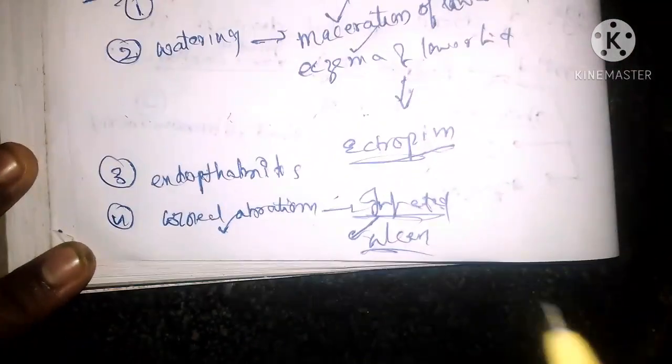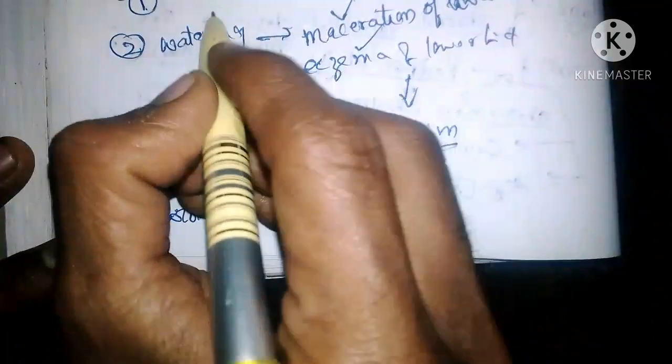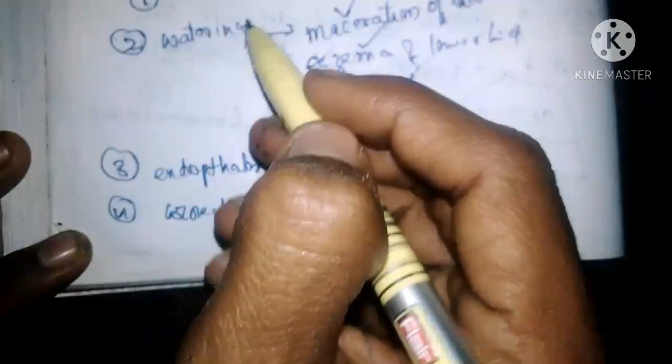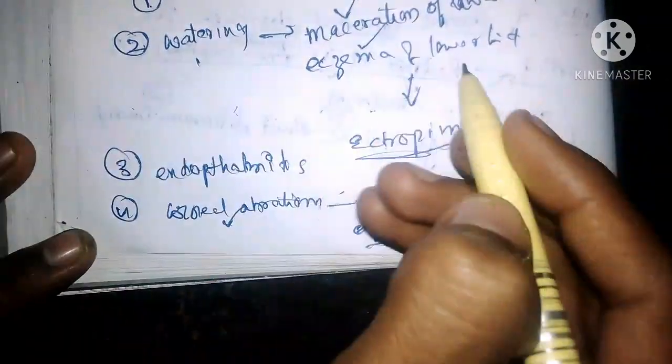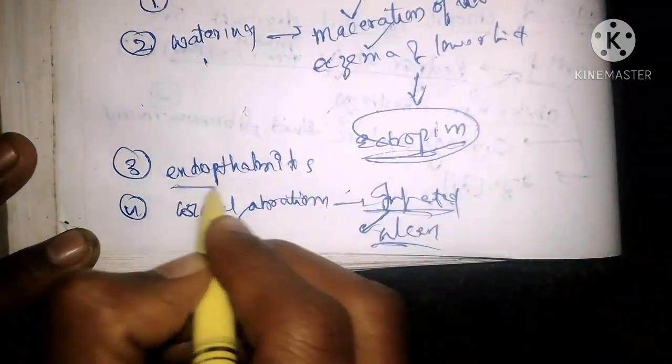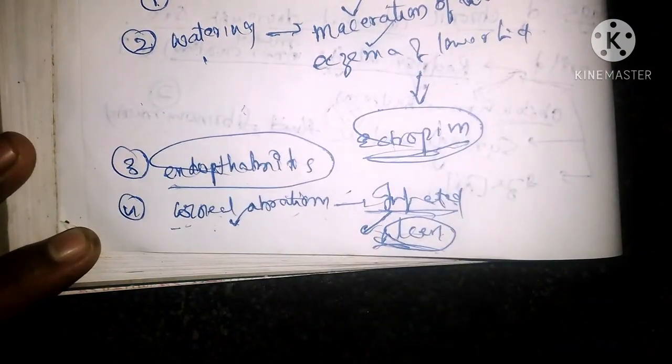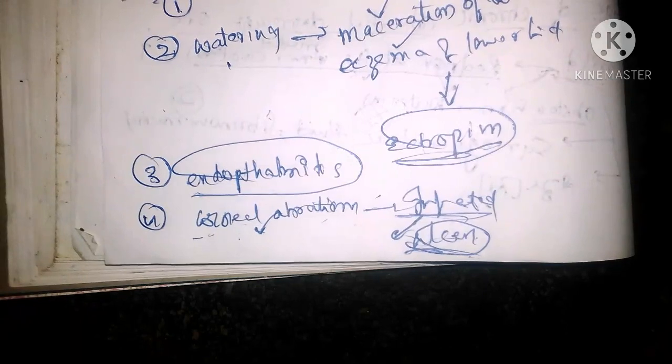So the complications are four. One is intractable recurrent conjunctivitis. Second one is ectropion. Third one is endophthalmitis. Fourth one is corneal ulcers. Okay, these are the four complications.